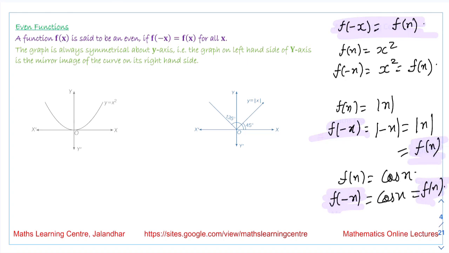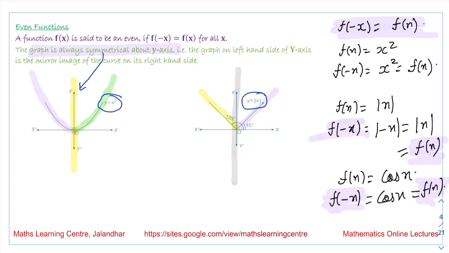So again, if the graph of the function is given, or if we are talking about the graphical method to check whether a function is even or odd, we are saying the graph is always symmetrical about the y-axis. This is our y-axis. If we look at this graph, this is the shape of the graph in this direction, then this is the shape of the graph in this direction, and both these parts are symmetrical about the y-axis. This is the function y is equal to x square. Similarly, for y is equal to mod of x, the graph is symmetrical about the y-axis.